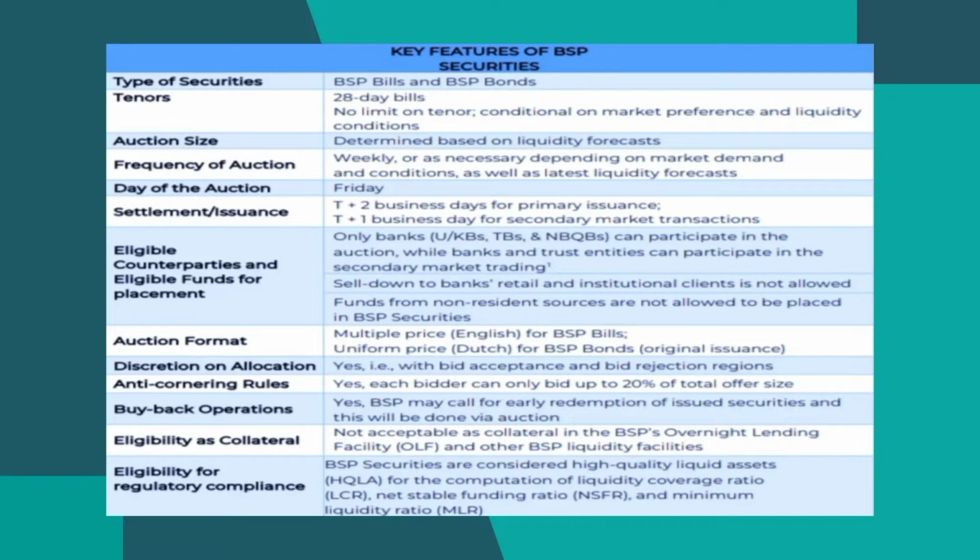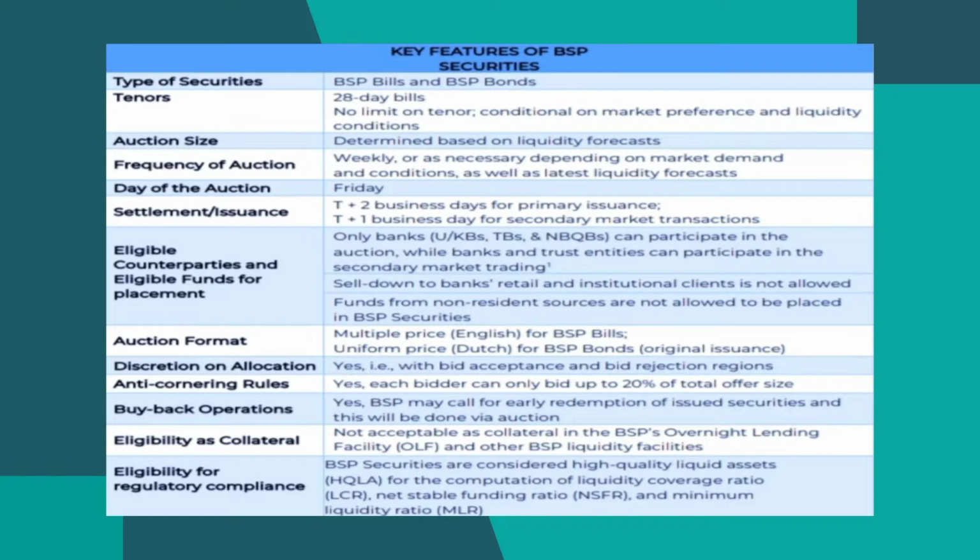And yung mga eligible counterparties and eligible funds for placement ay only for banks, which are the universal bank and commercial banks, thrift banks, and non-banks with quasi-banking that can participate in the auction, while banks and trust entities can participate in the secondary market trading. So, yung sell down to banks, retails, and institutional clients is not allowed, and funds from non-resident sources are not allowed to place in BSP securities.